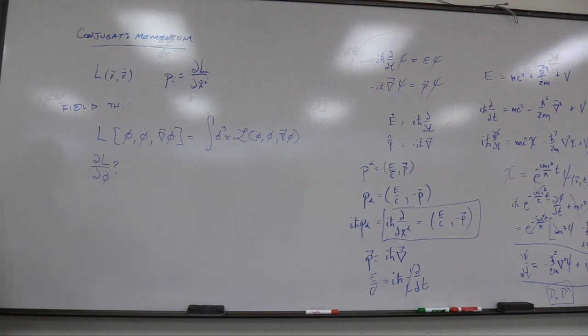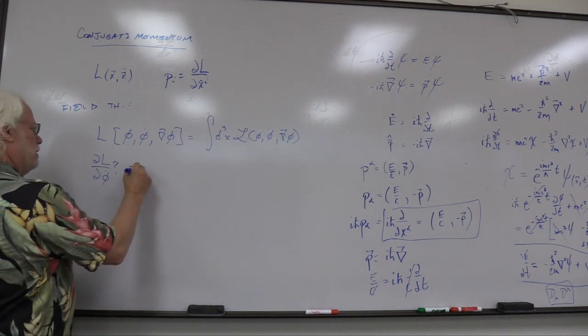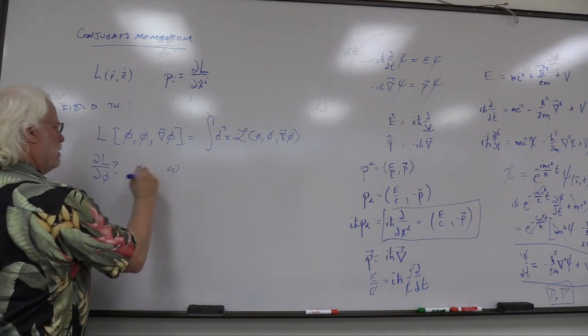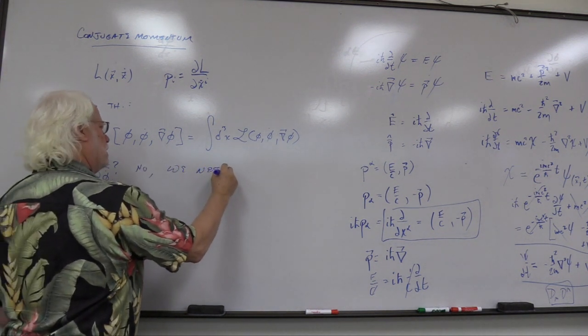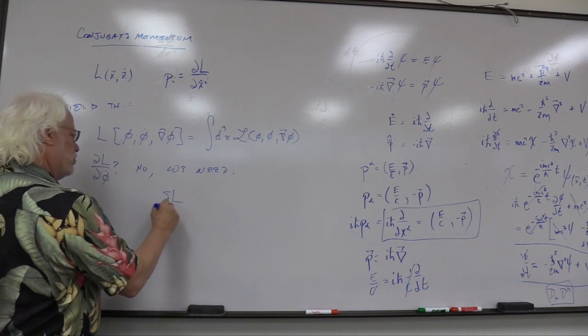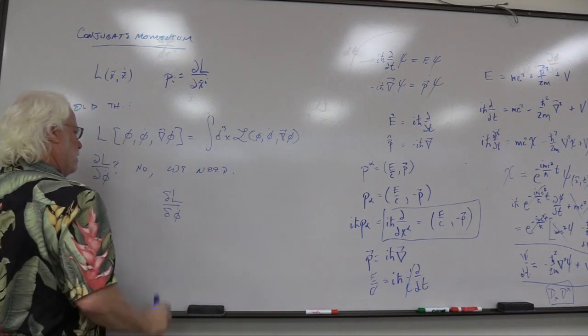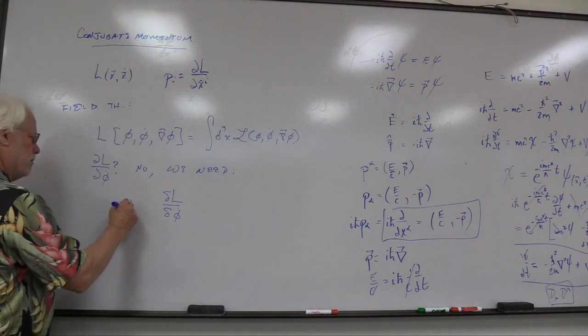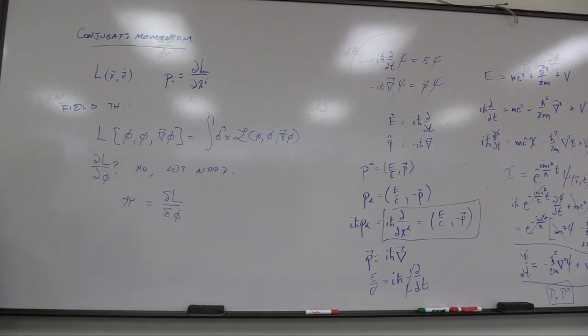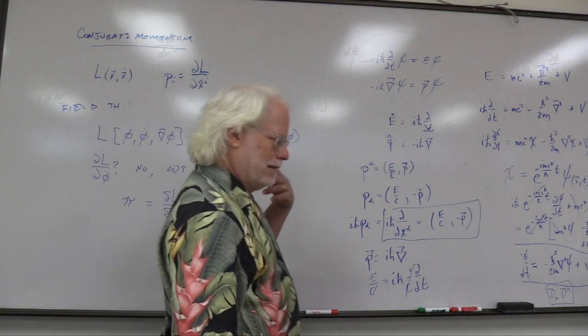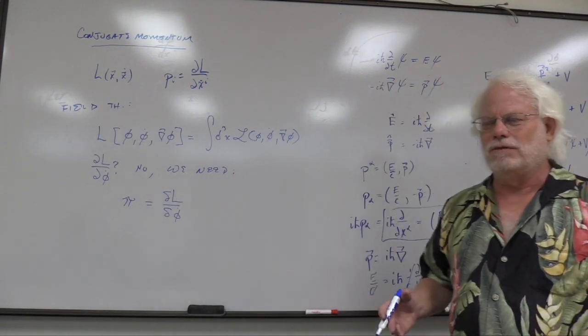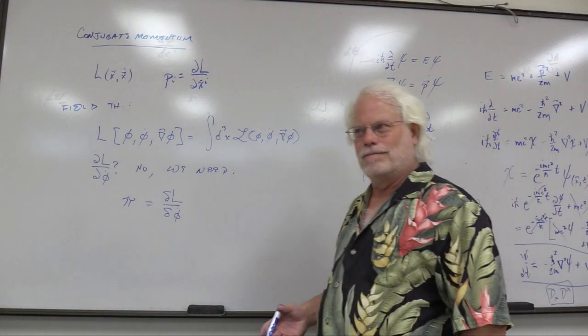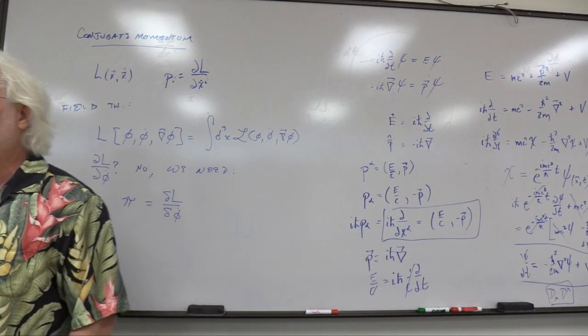So the Lagrange density is a function, but the Lagrangian itself is a functional. So what we need is what's called a functional derivative of the Lagrangian to get the conjugate momentum. All right. Now, it's a lot like an ordinary derivative, especially with the regular quadratic field theories that we'll be using throughout this semester.